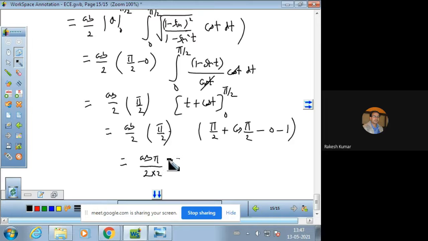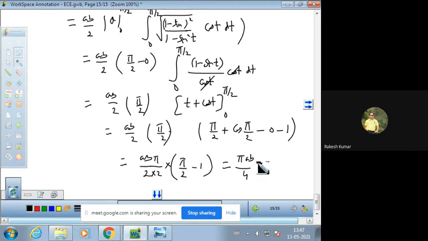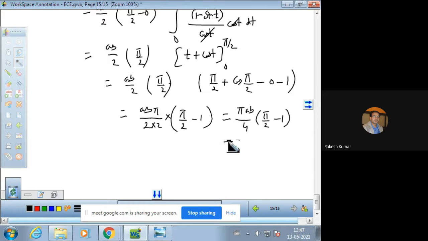Now it can be written like this. Pi by 2 is pi by 2, cos pi by 2 is 0, and this is negative 1. So this is pi AB upon 4, into pi by 2 minus 1. Now you can make it simpler, and it becomes pi AB into (pi minus 2) upon 8. So this is the required evaluation of the given double integral by changing the Cartesian coordinates.